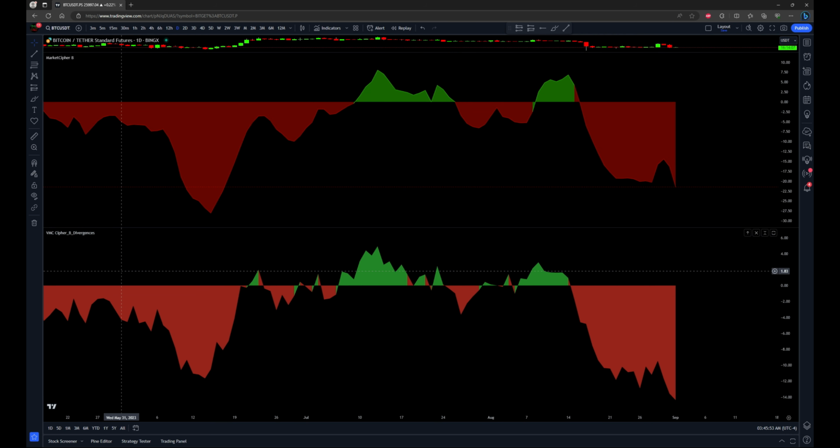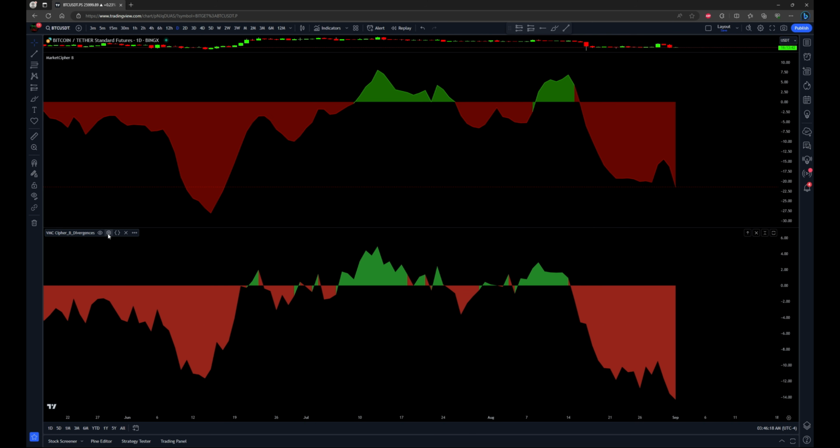Now for the VuManChu version, can we make this look like the Market Cipher B by changing the settings perhaps? And the answer is unfortunately going to be no, because there's something quite different about the way these are calculated. There's some sort of additional smoothing added in on the Market Cipher B, or something else being calculated into it that the VuManChu version doesn't have.